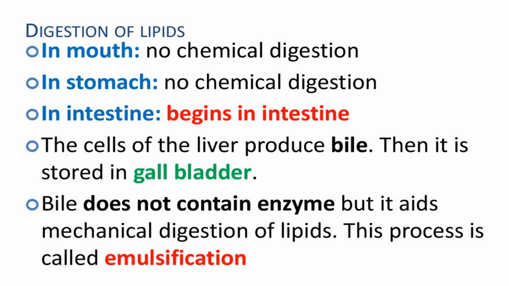As a review, here is the digestion of lipids. In the mouth, there is no chemical digestion, as well as in the stomach. It begins usually in the intestine. And the cells of the liver produce bile that is stored in the gallbladder. Bile does not contain enzymes, but it aids mechanical digestion of lipids, and this is the process called emulsification.